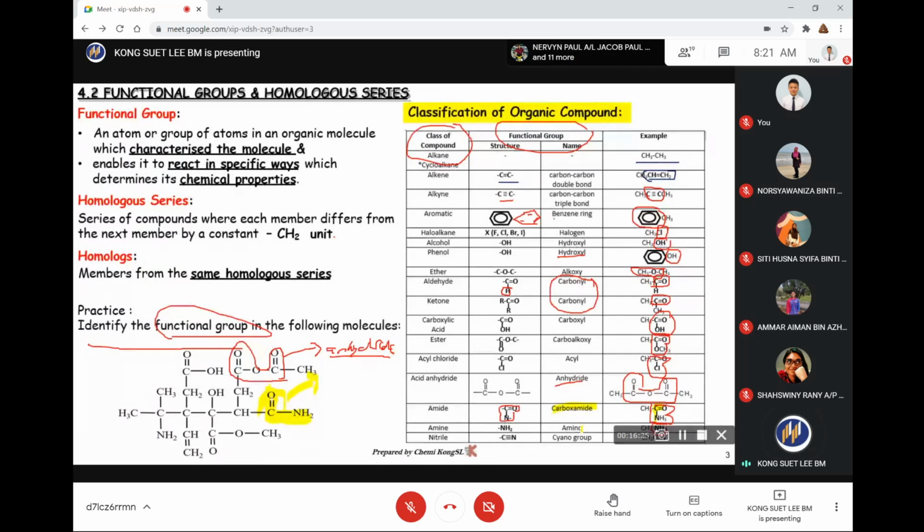Okay, and then this one, if I name this as ester, correct or not, class? The second one, look at this one, C double bond O, COC. So I give the name as ester, correct or not? No, madam. No, cannot, because the question asks about functional group. So the name you have to give is carboalkoxy. Clear?